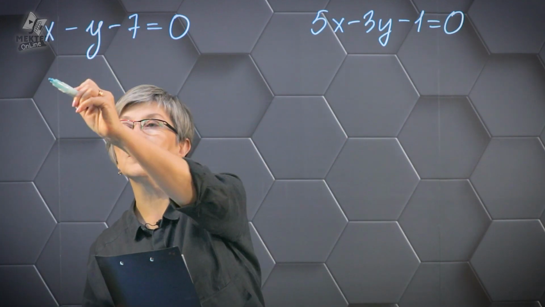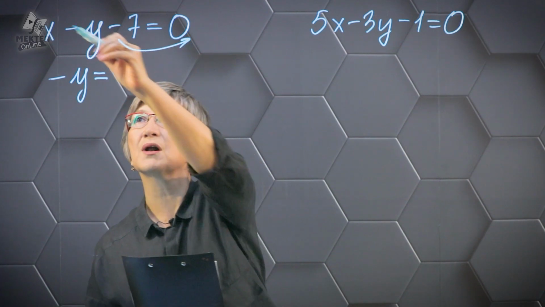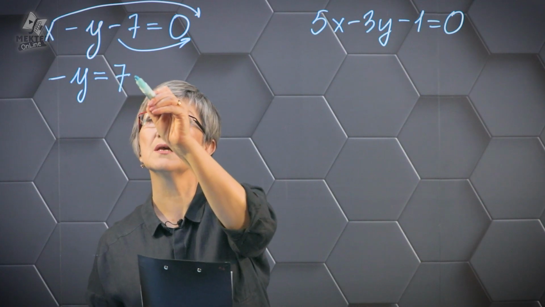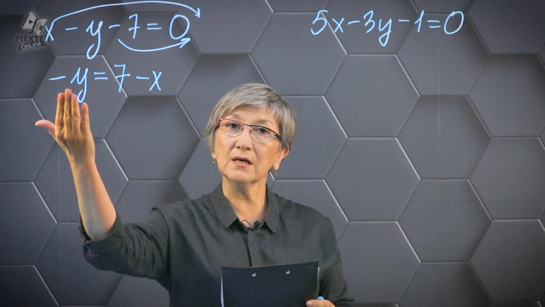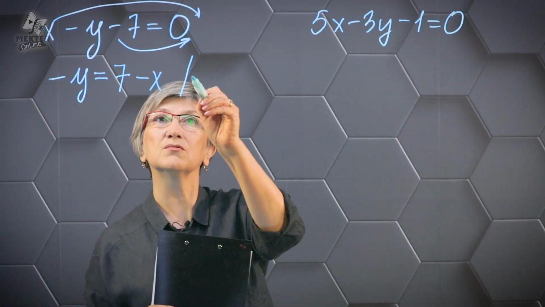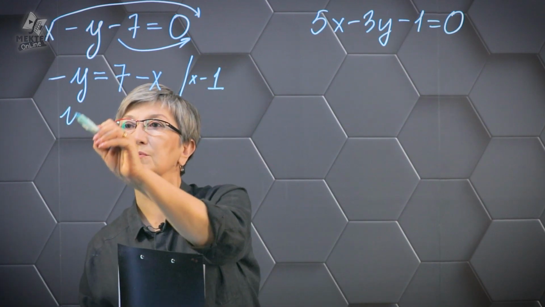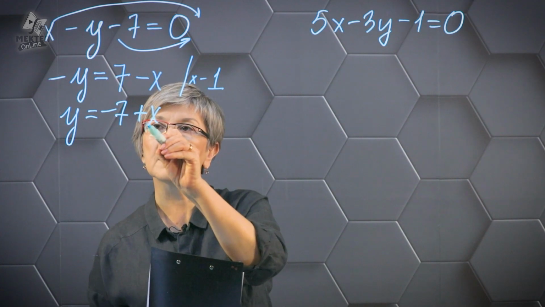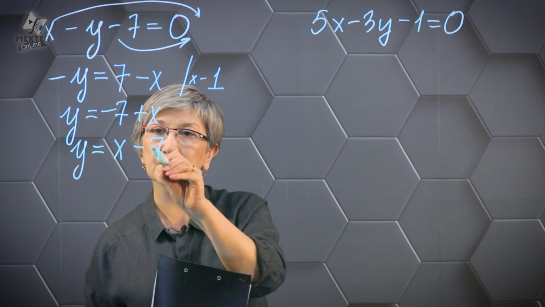In the first equation, we will express minus y as we will transfer minus 7 to the right and x to the right. Ultimately, we will arrive at 7 minus x. But keep in mind that y is written with a minus sign, so I will multiply both sides by minus 1. In the end, we will have y equal to negative 7 plus x. Let's write it as y equals x minus 7.